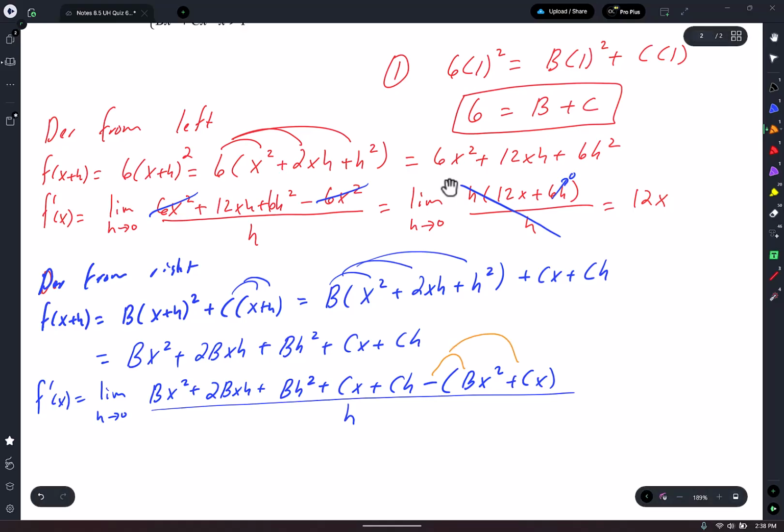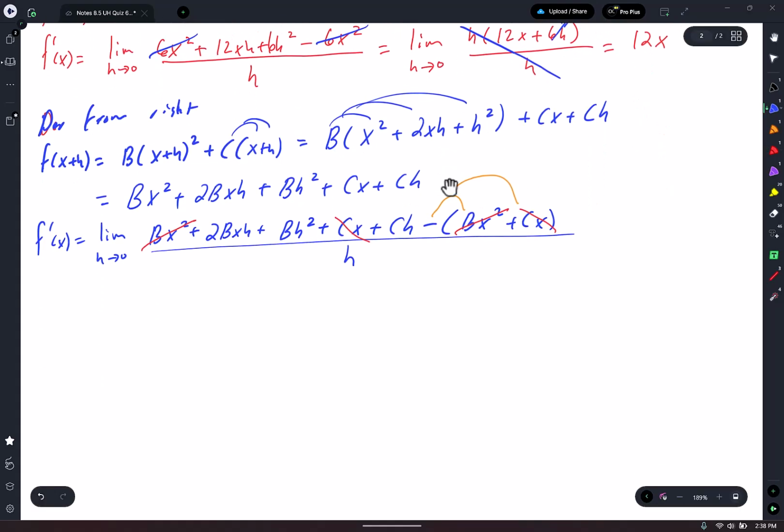So let's see what cancels. I have a bx squared and a negative bx squared. Do those go away? Yes. Bam, bam. I have a positive cx and a negative cx when I distribute that negative. Do those go away? Yes. Bam, bam. All right. Does everything have an h on it? Yep. So here it is.